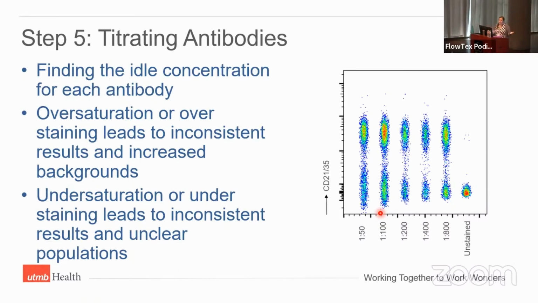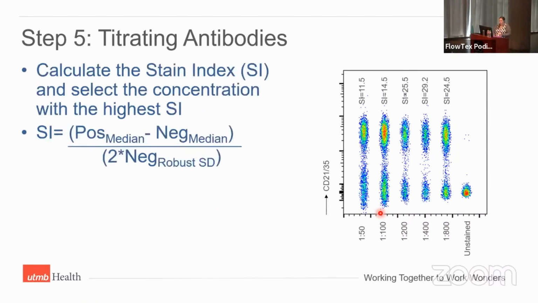So for those of you who don't know, titrating finds the ideal concentration for each antibody, and oversaturation or overstaining can lead to inconsistent results and increased backgrounds, and therefore it's not always great. And then understaining or undersaturation can also lead to the same kind of problems. So in my lab, I just have them run 5 different titrations: 1 to 50, 1 to 100, 1 to 200, 1 to 400, 1 to 800. So pretty simple. And then I have them calculate the stain index, which I cheat a little. I just do the medians minus each other over 2 RSDs.